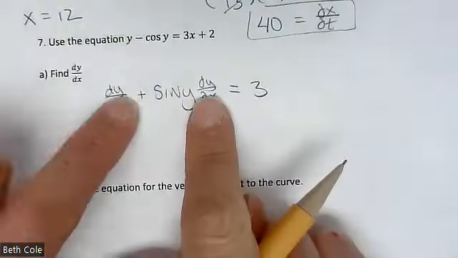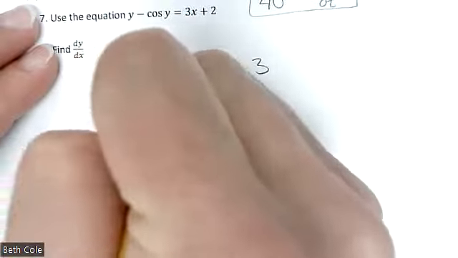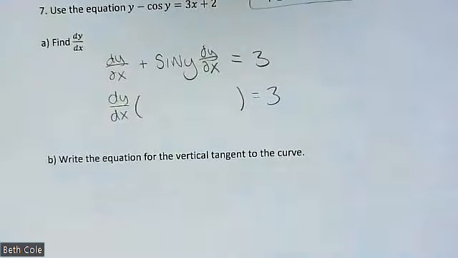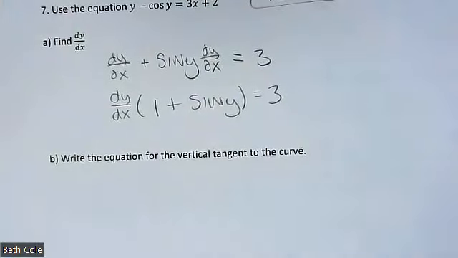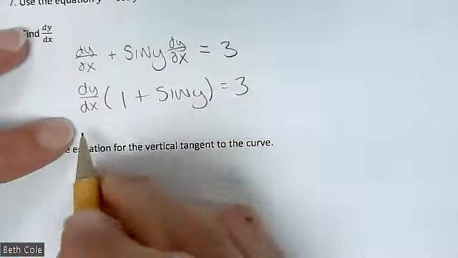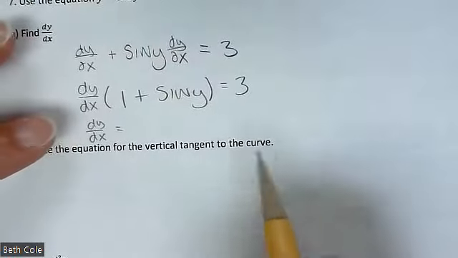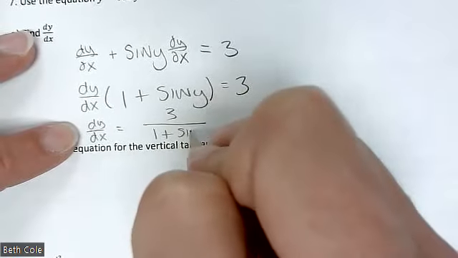Now when there are two dy/dx terms, this is actually the first one we came across like this. You have to factor it out, GCF. So when you factor out dy/dx, what's left? Good, perfect. You guys even got the 1. 1 plus sine of y. And I should have written a little bit smaller. Here, I'll make it fit. Then dy/dx equals 3 divided by all that stuff.